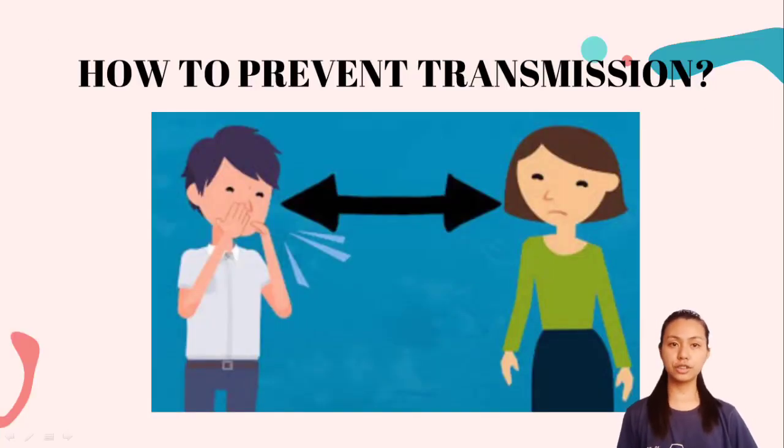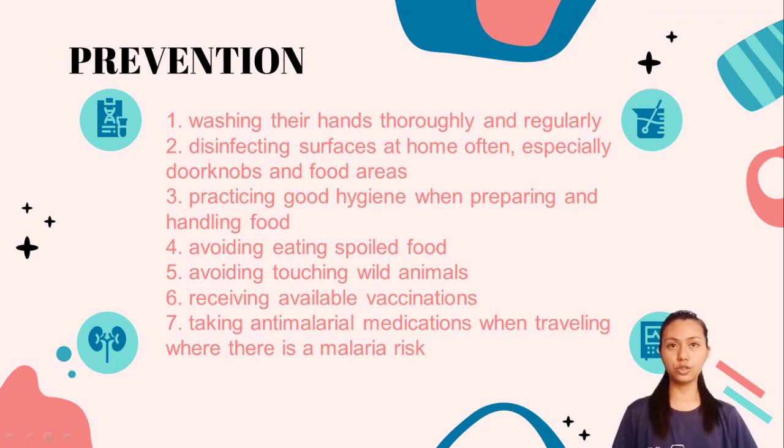How to prevent transmission. People can reduce the risk of contracting or transmitting these disease-causing pathogens by following these steps: washing their hands thoroughly and regularly, disinfecting surfaces at home often, especially doorknobs and food areas, practicing good hygiene when preparing and handling food, avoiding eating spoiled food, avoiding touching wild animals, receiving available vaccinations, and taking anti-malarial medications when traveling where there is a malaria risk.